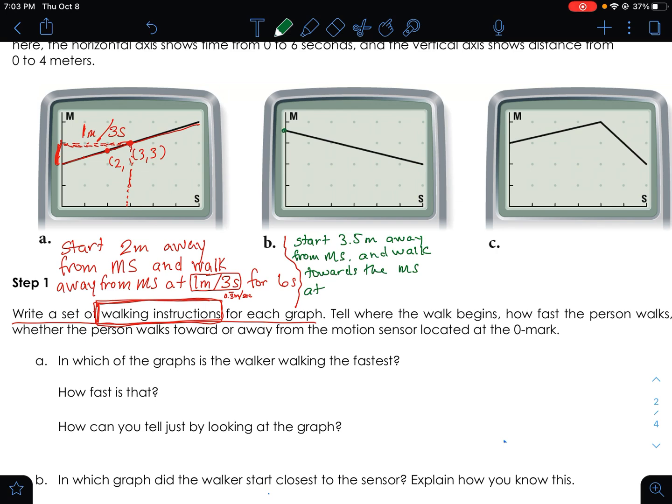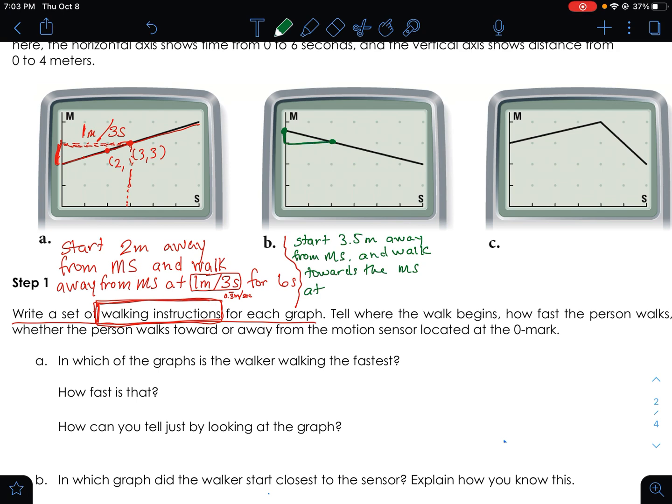Now we need our speed, and then we want to find a nice point. So we know we started here at 0 and 3.5. If we look at our graph, we see that we have this point right here. That point is going to be, you traveled half of a meter, and then it took 2 seconds to travel that distance.